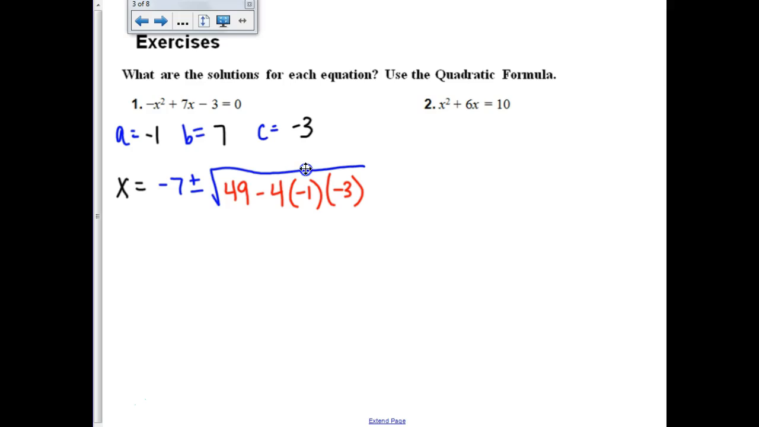And then as far as setting up goes, I'm going to put a big fraction bar. And we're going to divide it by double the A value. So what would you have if you doubled your A value? You'd have a negative 2. So on your calculator, I would like you to compute just the discriminant, not the square root, just what's under the square root. So 49 minus 4 times negative 1 times negative 3.